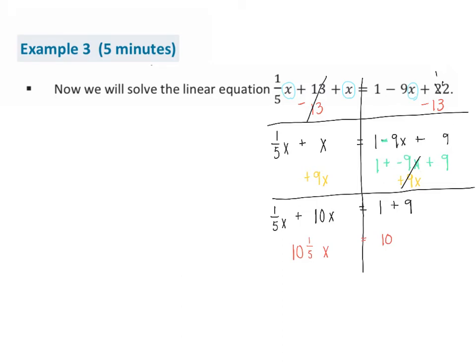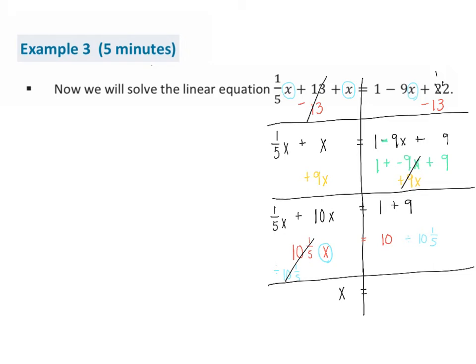Okay. Now right now, to get my x by itself, I would have to divide by 10 and 1/5, because right now it's being multiplied by that. So again, I'm trying to get this x by itself. Right now it's saying times 10 and 1/5. So I have to divide by 10 and 1/5. And I'm going to do this to both sides. On the left side, it cancels out. I'm just left with 1x.